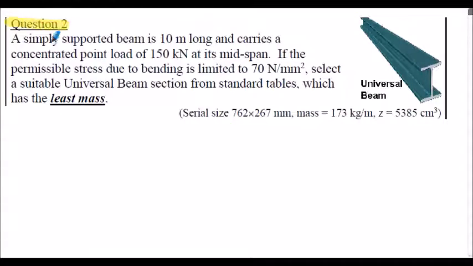Question 2. A simply supported beam is 10 meters long, carries a concentrated point load of 150 kilonewtons at its midspan. If the permissible stress due to bending is limited to 70 newtons per millimeter squared, we have to select a suitable universal beam from standard tables, which has least mass in this particular case. The answer is shown in the brackets here. And if you think you can attempt this question without further assistance, I'd encourage you to stop the presentation and do so now, but I'll work through the full solution on the following slide.